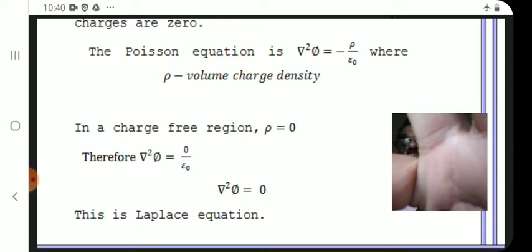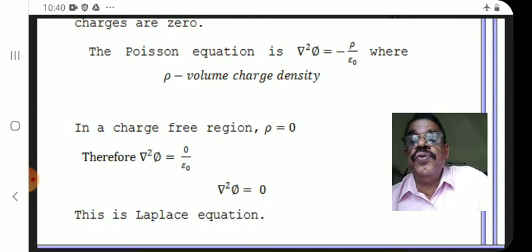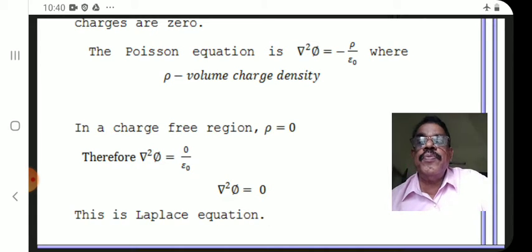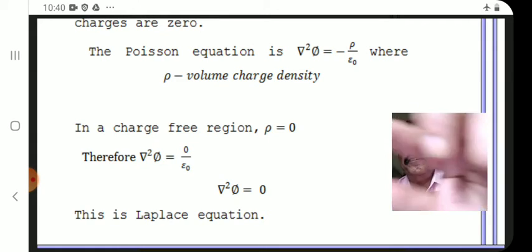Laplace equation is del square phi is 0. Poisson equation is del square phi is minus rho by epsilon 0. That is, the Poisson equation reduces to the Laplace equation in a charge-free region. That is all.